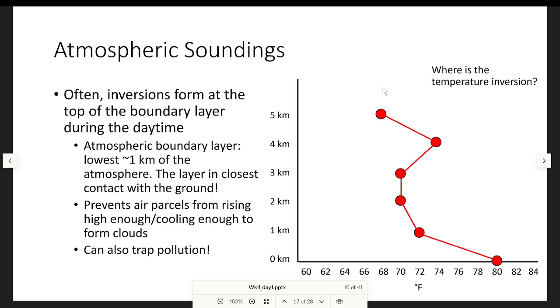Often, inversions form at the top of the boundary layer during the daytime. I'm going to skip that point, I don't want to make things more confusing. So, inversions form at the top of the atmospheric boundary layer during the daytime. The atmospheric boundary layer is the lowest kilometer of the atmosphere.